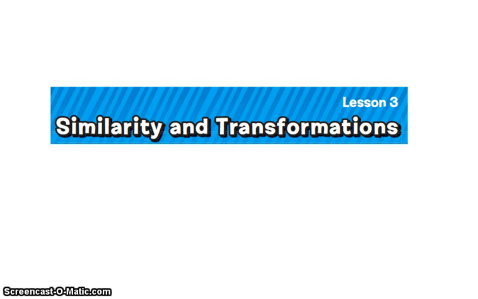Lesson 3 is called Similarity and Transformations. Now, Lesson 3 is very similar to Lesson 1. If you remember back to Lesson 1, it talked about congruence and transformations, how we use the different transformations to prove congruence. Lesson 3 is using transformations again to prove similarity this time, not congruence.